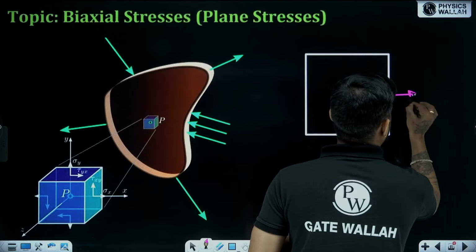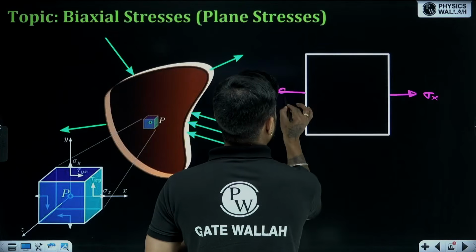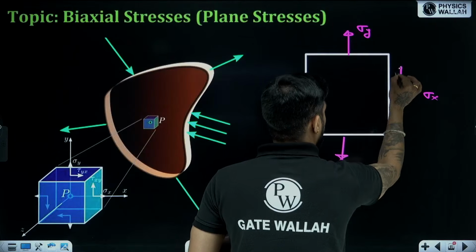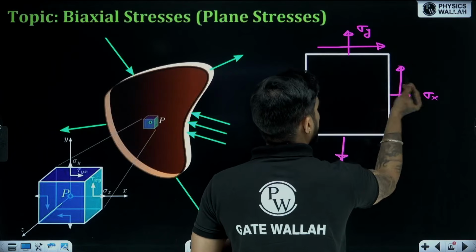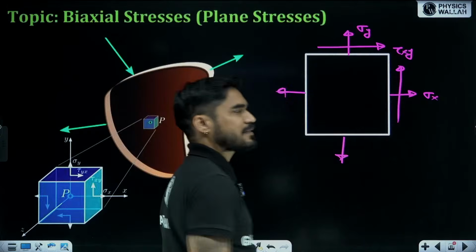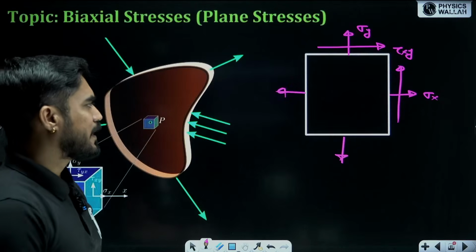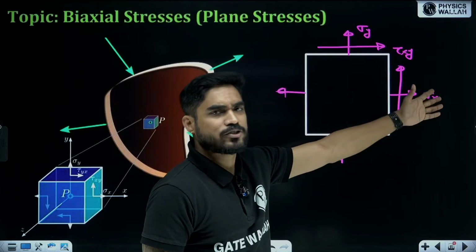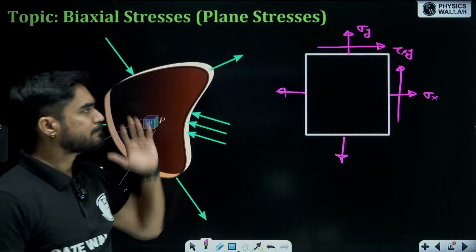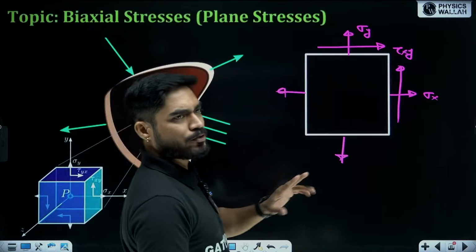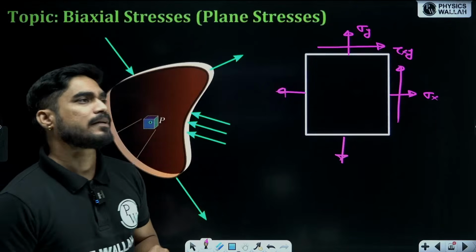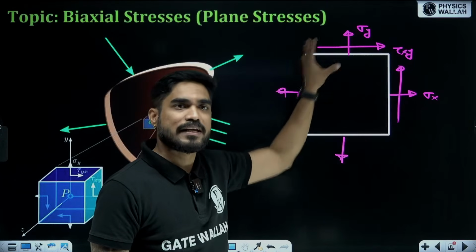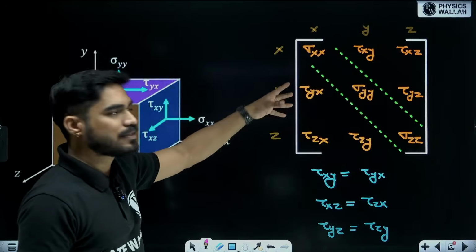We get sigma X, we get sigma Y, we get tau XY and tau YX, but tau XY and tau YX can be written as tau XY only, right? Here you can see that instead of sigma XX, I am only writing sigma X. Okay, so you can understand that, right? If you write it in matrix form, you will get a 2 by 2 matrix. In strength of materials, we only study biaxial stresses or plane stresses. We don't study three-dimensional stresses usually.